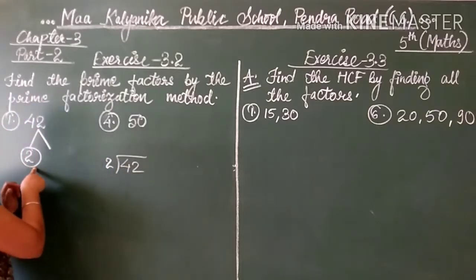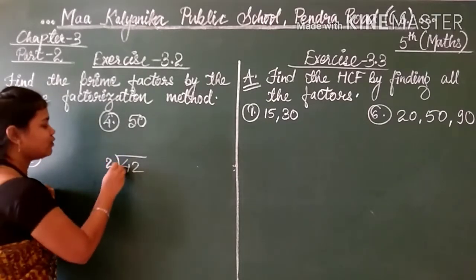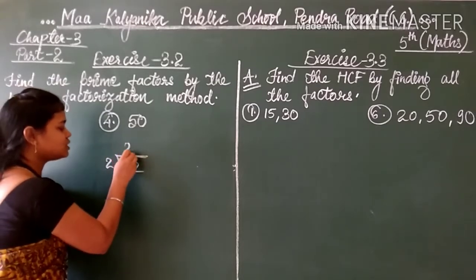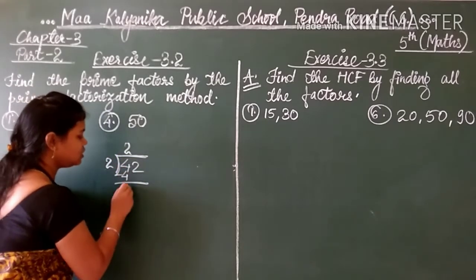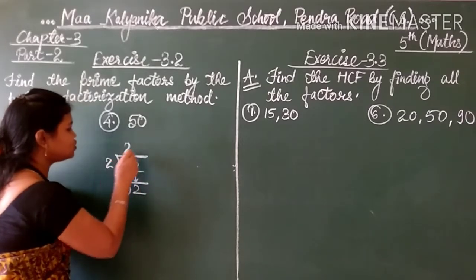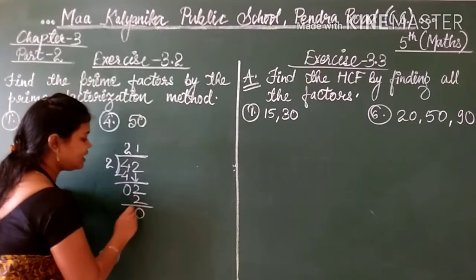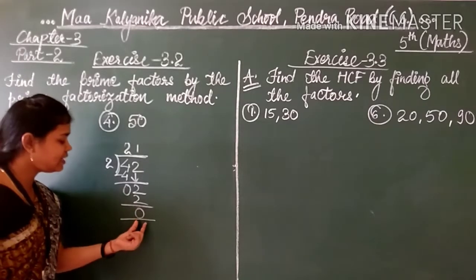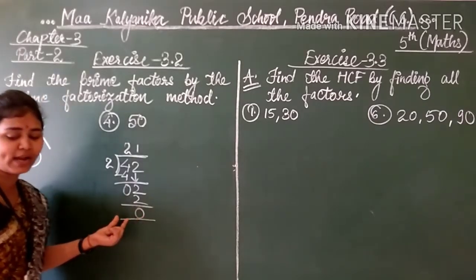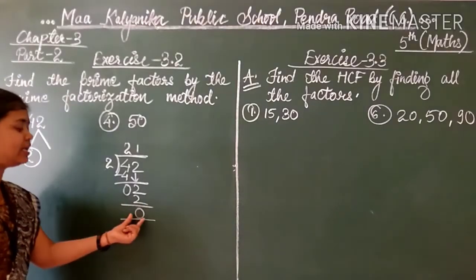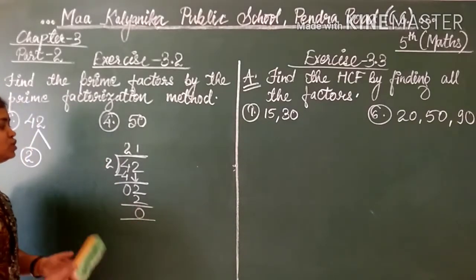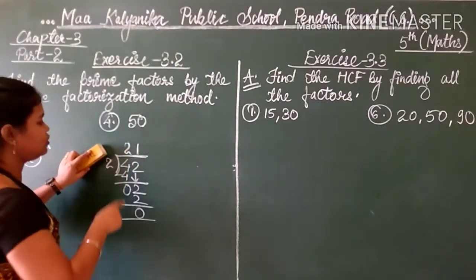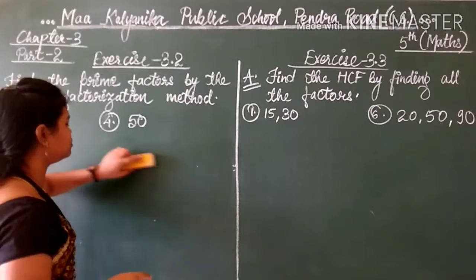Okay. So we are dividing 42 by 2. So 42 divided by 2. 2 2's are 4. 0 and 2 we are taking. 2 1's are 2. When it is exactly divided, what is the meaning of exactly divided? Means the remainder is 0. When after division we are getting the remainder as 0, this is called the exact division. So these are the factors here. So 2 into 21 is equal to 42.